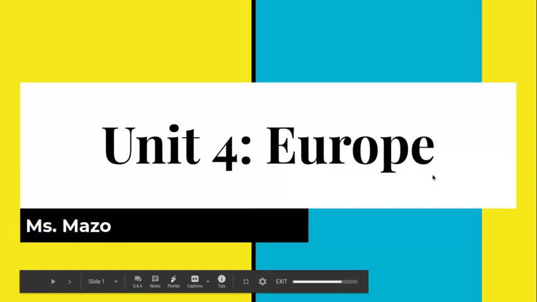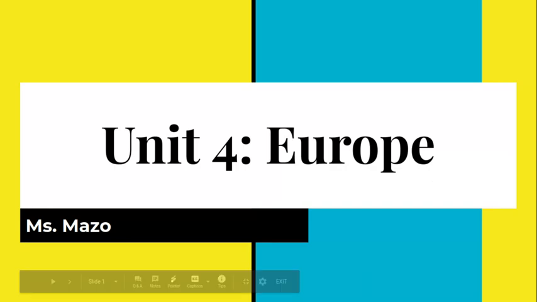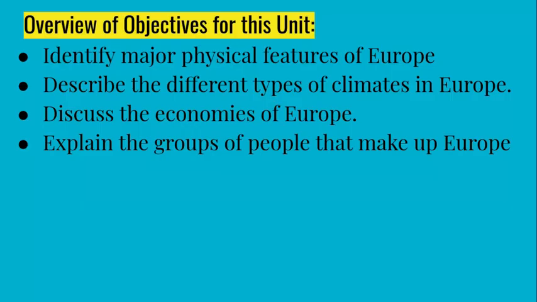All right, so we are jumping to Unit 4 first for this year, which is kicking us off in Europe. So, for an overview of what we're going to be looking at in this unit, we will be identifying major physical features of Europe, describing the different types of climates in Europe, discussing the economies of Europe, and explaining the groups of people that make up Europe.